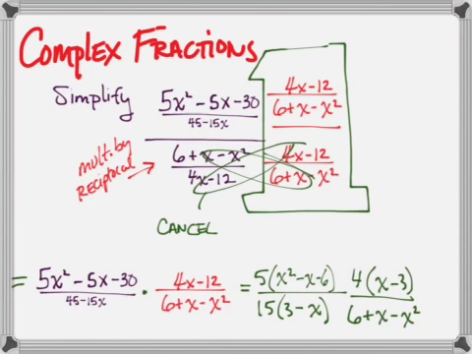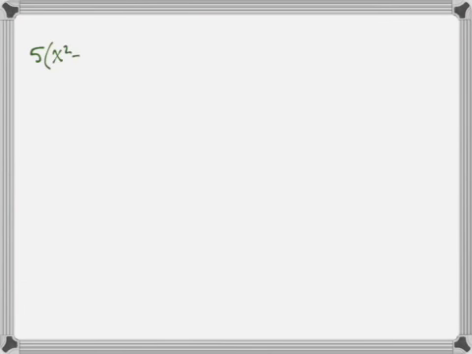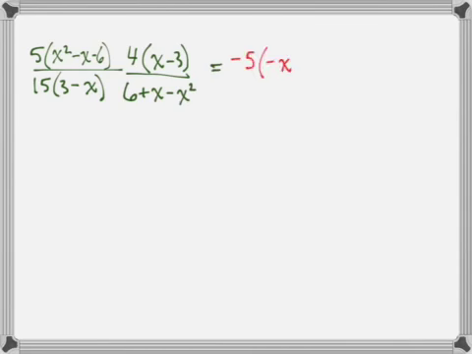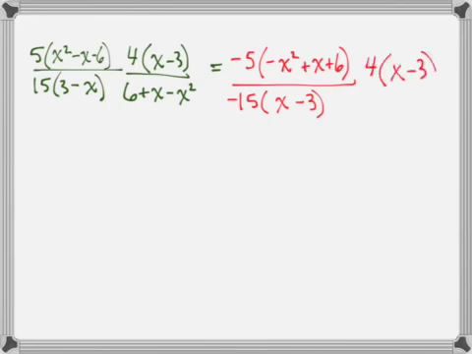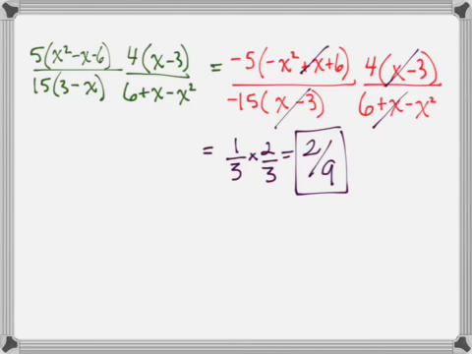But x minus 3 and 3 minus x are not the same. And x squared minus x minus 6 is not the same as 6 plus x minus x squared. But I can make them the same by pulling out some negative values. So if I was to take this, and as opposed to factoring as I had, I factor out negatives, I'm going to get terms that are the same, and now I can cancel. And so now that I have it set up, I'm going to cancel everything in common. So those go away, and I'm left with positive 1/3 times 2/3, which is 2/9. And that is my reduced complex fraction.